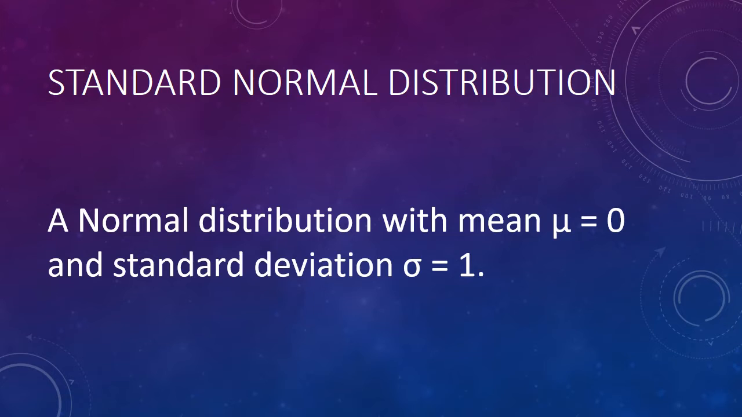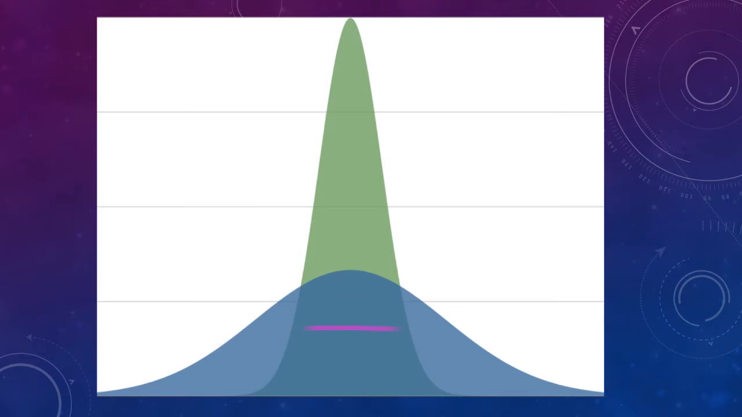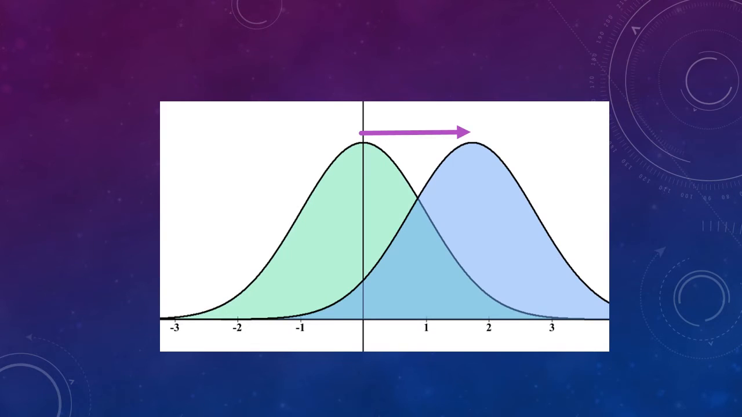As a standardized score for the family of normal distributions, the standard normal distribution is like the mother distribution. You can get all other normal distributions from the standard normal distribution by stretching, that is changing the standard deviation or the scale, and shifting, that is changing the mean or the location.